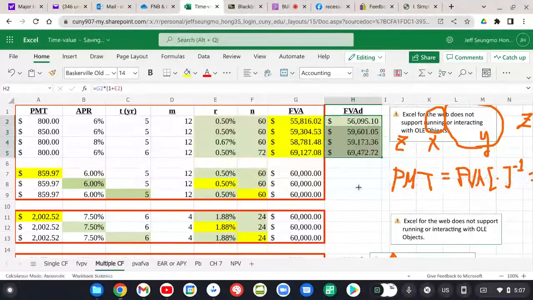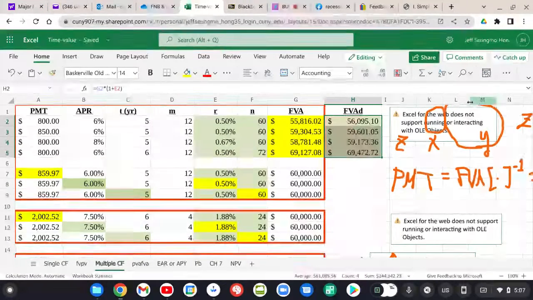You drag it down. That's the future value. Slightly better, right? It's not that you can close the gap, but still much better, right? But this is how you calculate the future value of annuity due. All right, so that's all the time we have.